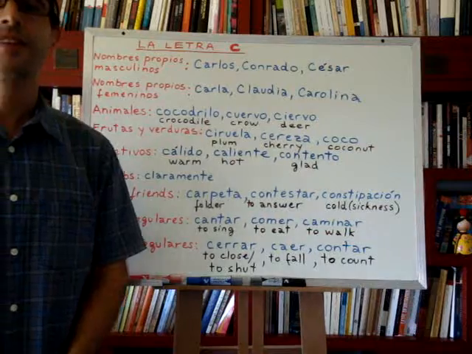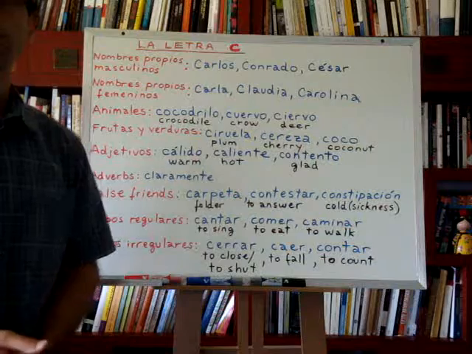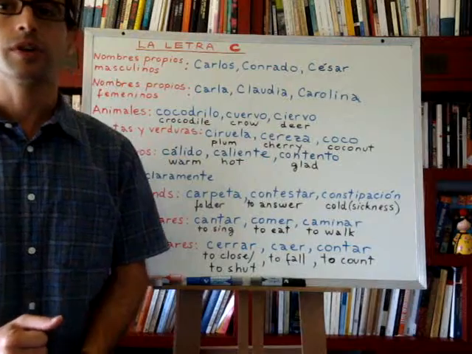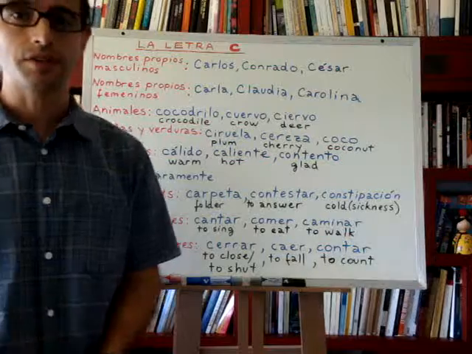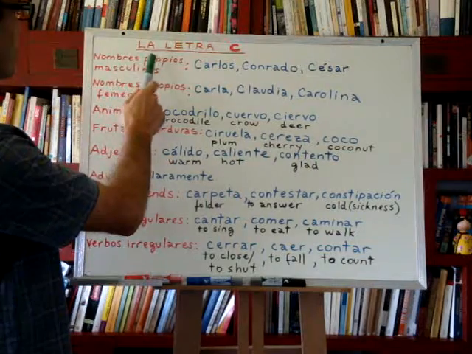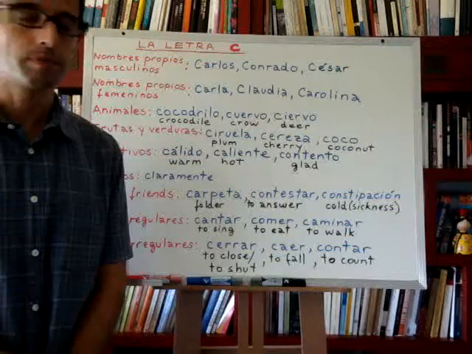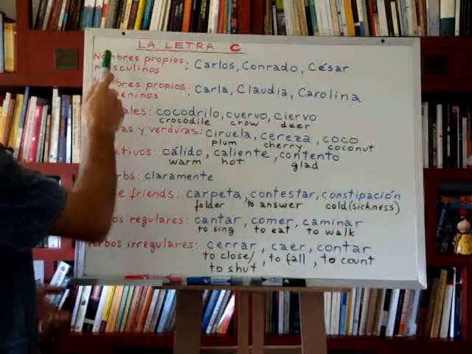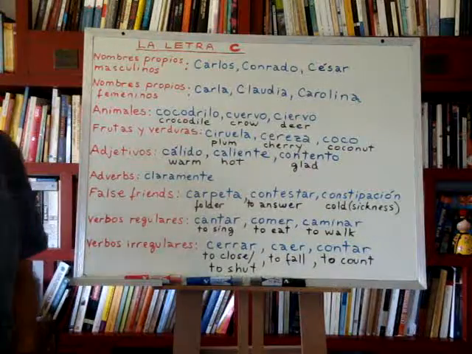La letra C. Letter C, same as in English, has two possible sounds or pronunciations. It can be S or K, right? But no further explanation of this because it's the same as in English, okay? So let's begin. Nombres propios masculinos. These are male or masculine given names. Nombres is names, propios would be given, masculinos masculine, okay?